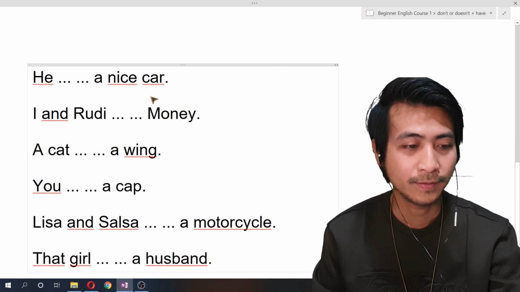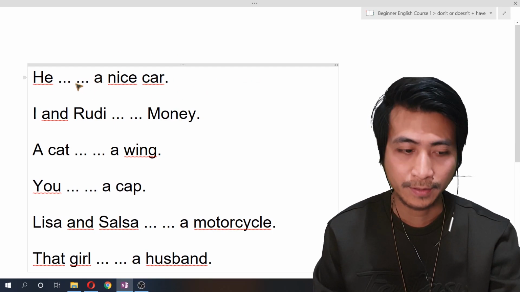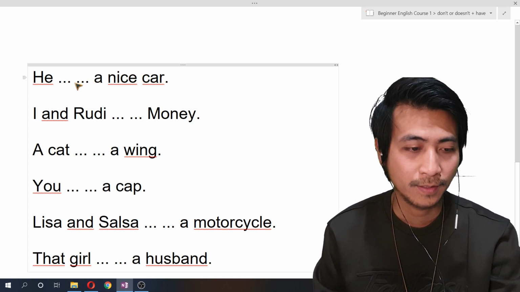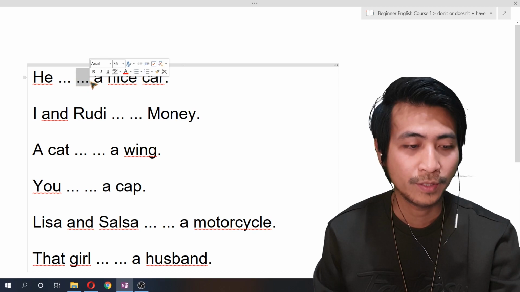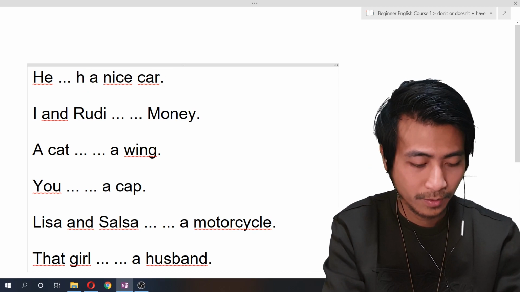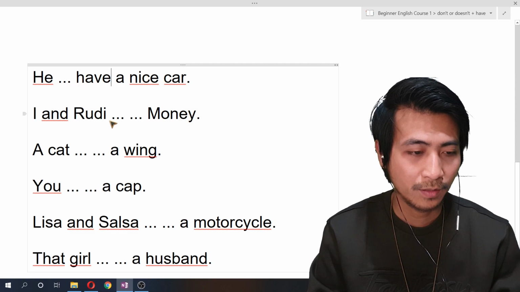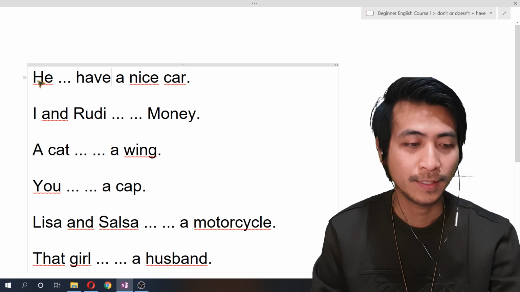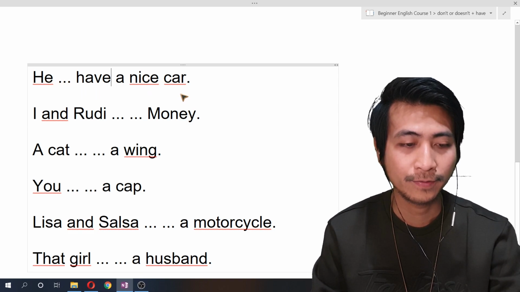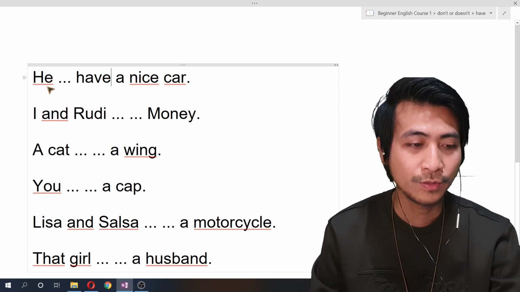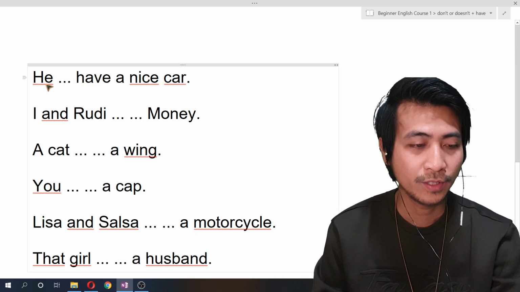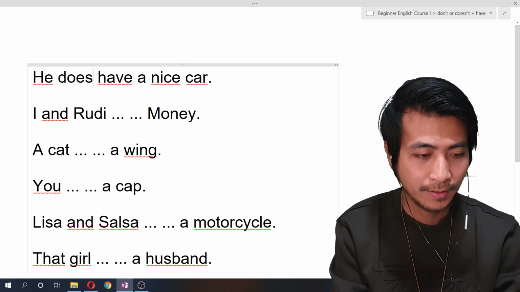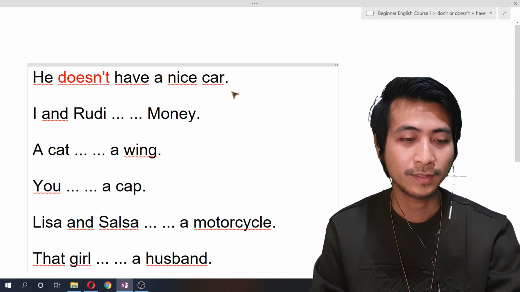In the second part, I want you to fill in the blanks using don't or doesn't. As we know, for the second word we use have. So I'm going to write have first. Okay, the first sentence: he blank have a nice car. If we look at the subject he, we know he is the third singular person, so we use doesn't. He doesn't have a nice car.